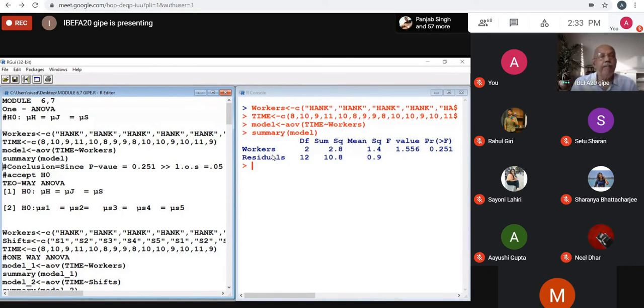.251 is the p-value. Much higher than level of significance, accept H0 is the conclusion.